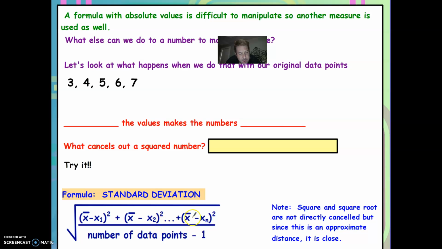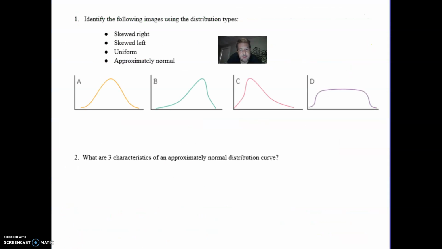And then you do the same thing here. 5 minus 4 is 1. 1 squared is 1. And then when you're done with all that, you do the square root of it, since you squared everything, you have to do the square root of it at the end.